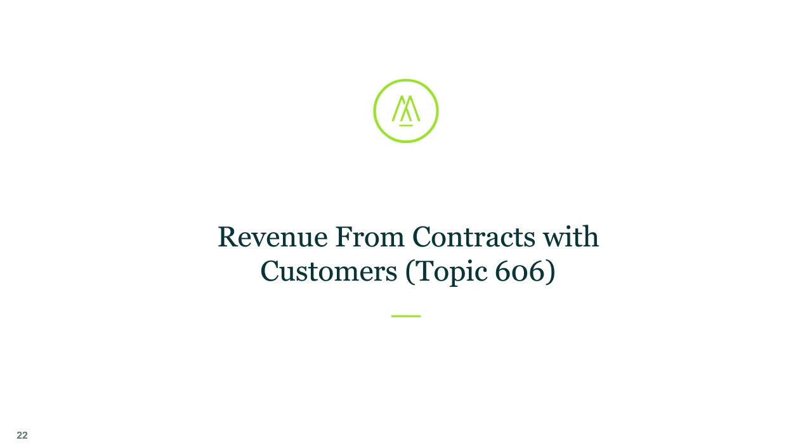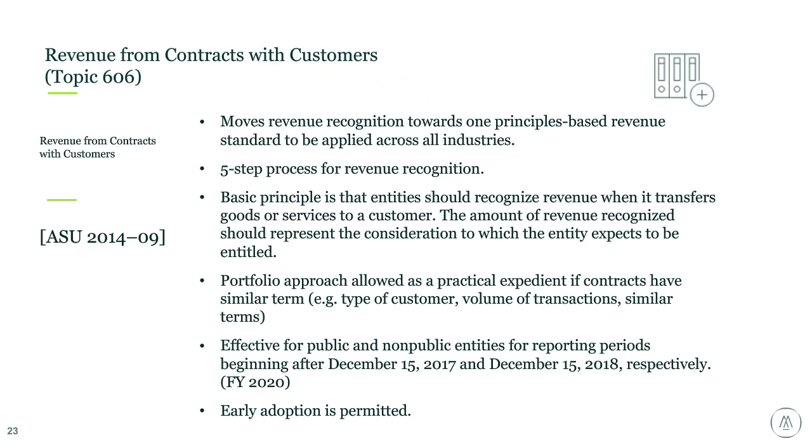Now that we've covered 2018-08, we're going to jump into revenue from contracts with customers, topic 606. Topic 606 moves revenue recognition towards one principle-based revenue standard to be applied across all industries and establishes a 5-step process for revenue recognition, which we will dive into in the next slides. Please note the effective date on this slide is as of today. However, FASB is meeting today to determine if this should be extended or not, so keep your ears and eyes open.